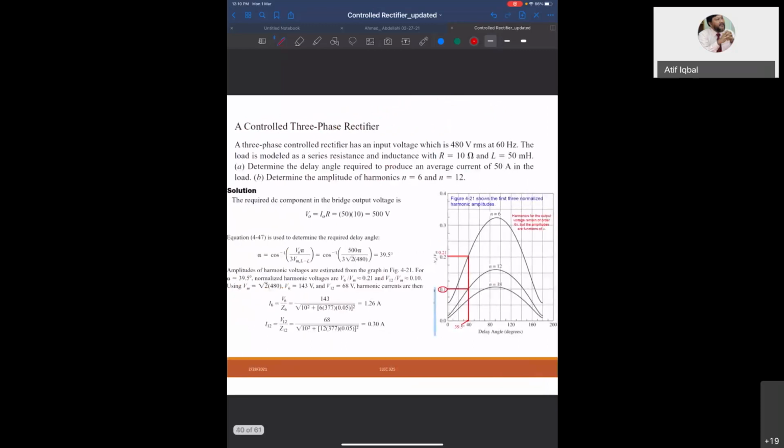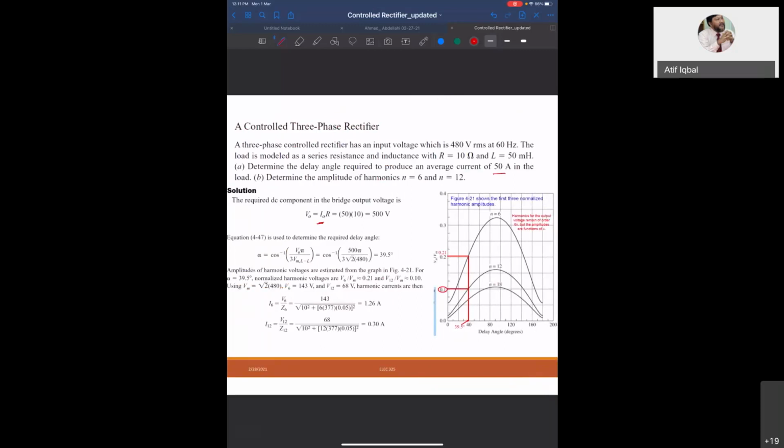So based on this, you have this problem. It says that a 3-phase controlled rectifier has an input voltage of 480 volt RMS at 60 Hertz. The load is modeled as a series RL. Determine the delay angle required to produce an average current of 50 ampere. So the current is given as 50 average.